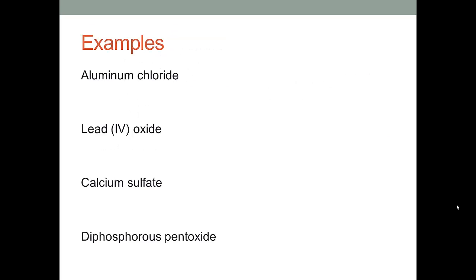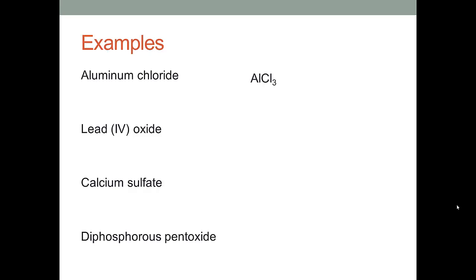First one is aluminum chloride. The symbol for aluminum is Al, and chloride is Cl. The charge of aluminum is +3, and chlorine is -1. So if you crisscross those, you should have 1 aluminum and 3 chlorines.